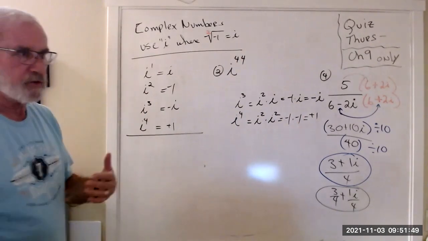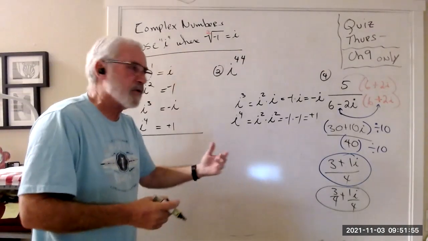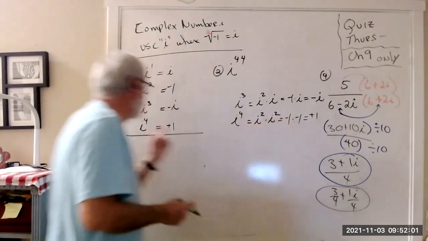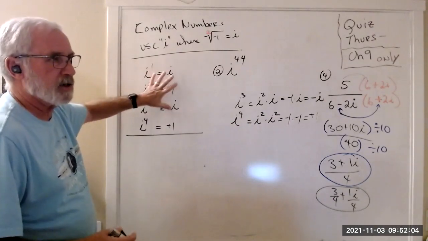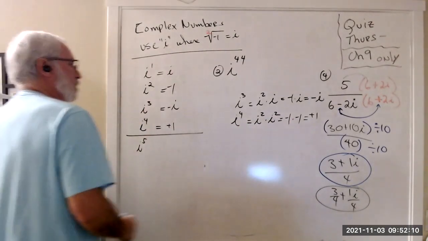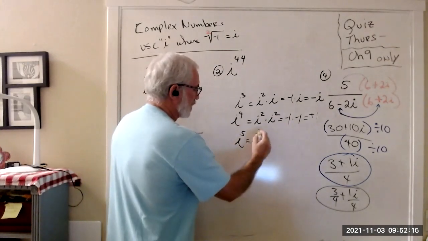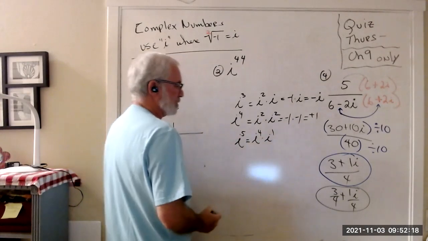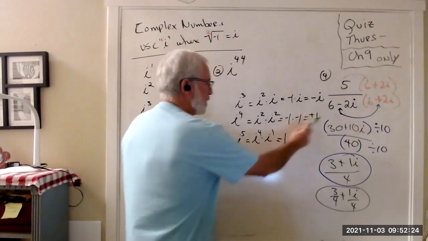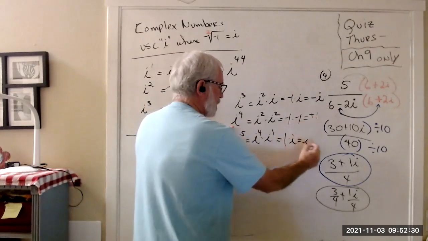So I'm going to keep doing this. I'm going to keep taking powers of i, and I'm going to figure them out by breaking them down and using prior defined or prior calculated values. For example, i to the fifth. Well, okay, let's look at i to the fifth. i to the fifth is i to the fourth times i to the first. But i to the fourth, we just calculated, is 1. 1 times i is i.